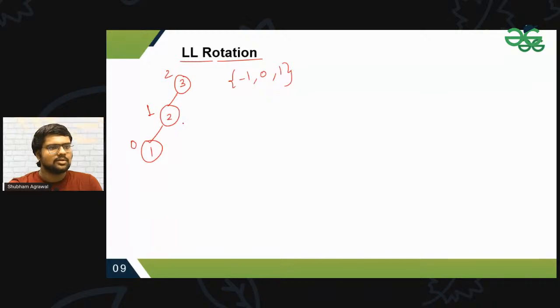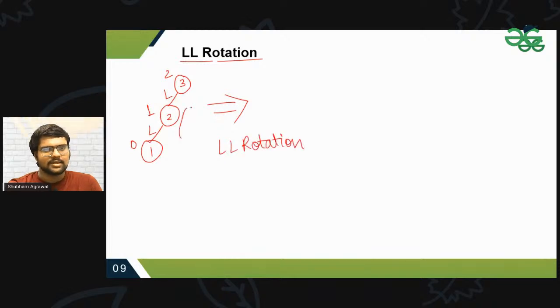So how will we do that? We first go to the unbalanced node. So here 3 is the unbalanced node. It is in the left side and also in the left side. So the unbalancing is caused on the left side. Okay, so for this we will do an LL rotation. So what will be that LL rotation? We will move it in this direction, in the clockwise direction.